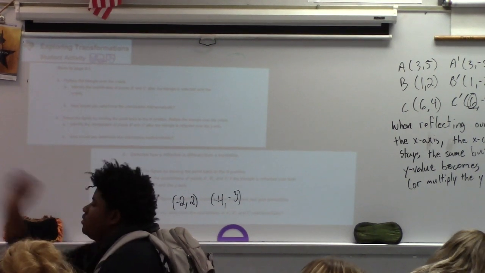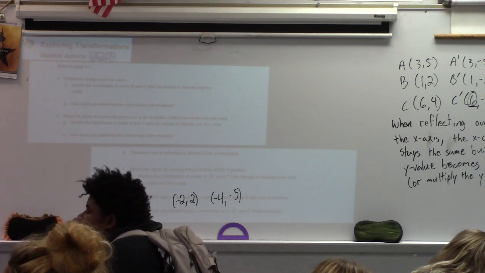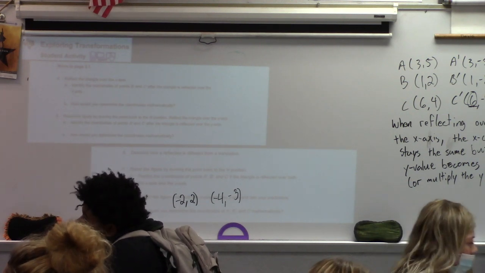Reflect over the y-axis. Thank you for paying attention to what I'm asking. It asks you to reflect over the y-axis in number 5.